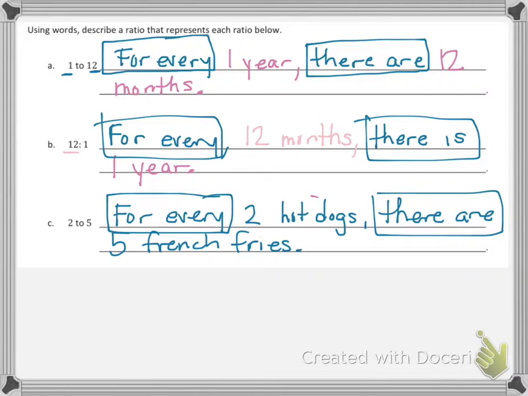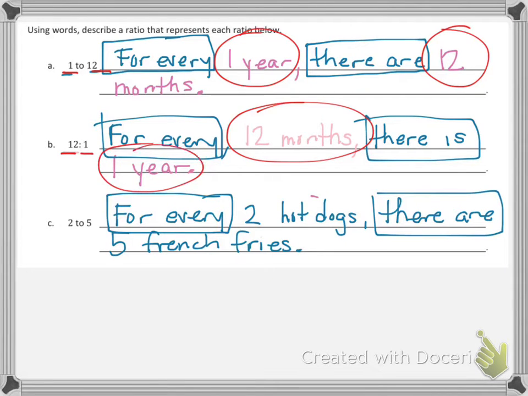And remember, our order matters. Notice on the first one, it was 1 to 12. I had the 1 first, the 12 second. The second one, it was 12 to 1, so I had the 12 first and the 1 second. In this one, it was 2 to 5, so I had 2 first and the 5 second. Order is everything with ratios. Okay, let's take a look at some more.